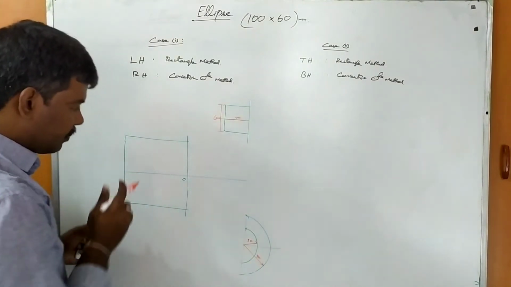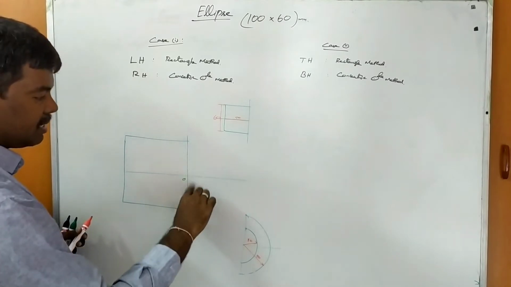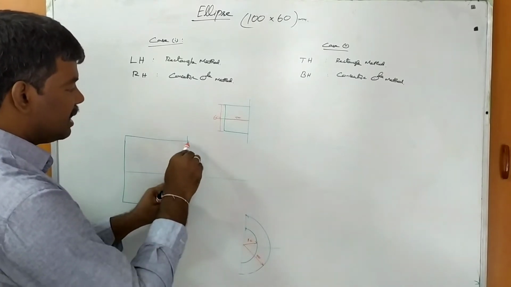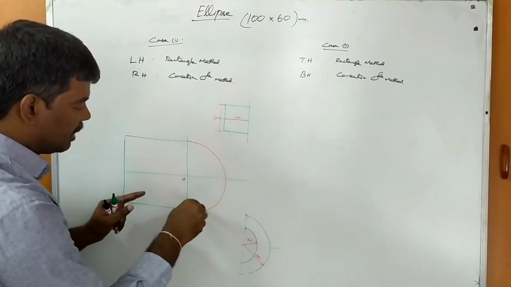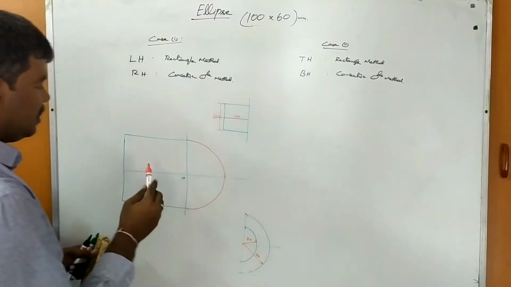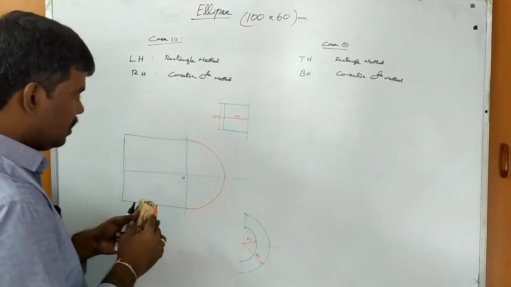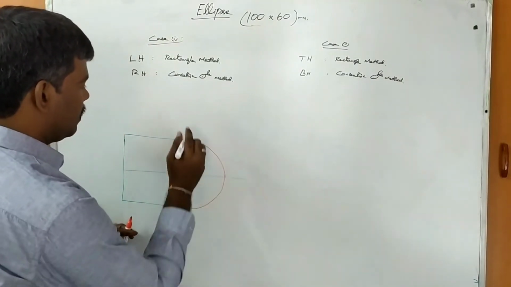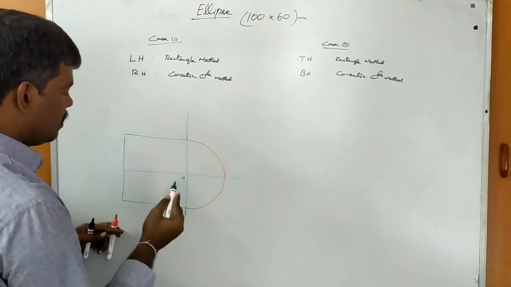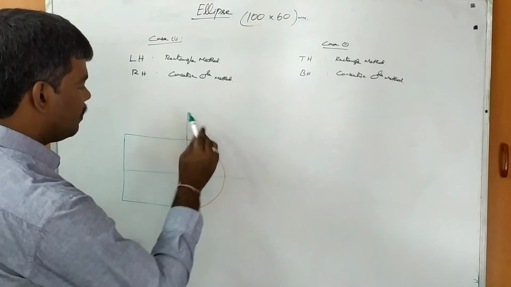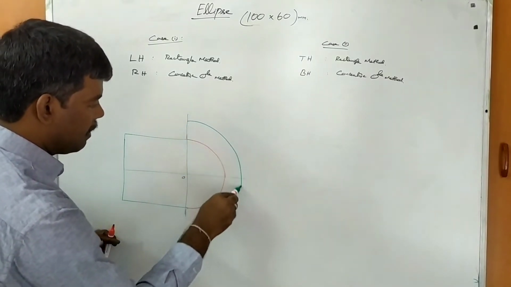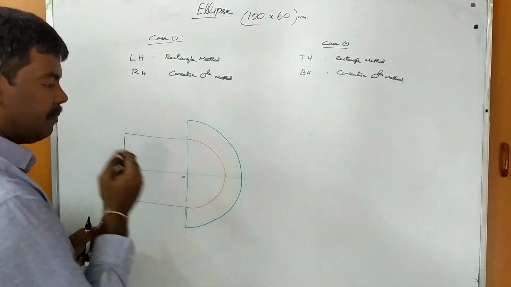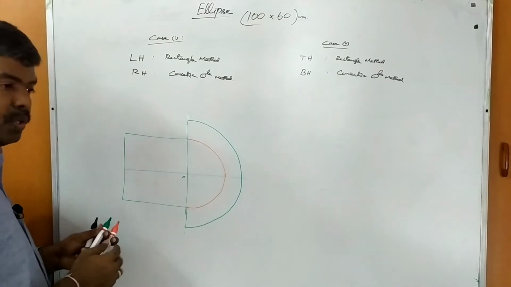Clear? So you draw that. You already know this well. So this is 30 plus 30. You take the compass, now with 30 as the radius you draw one semicircle. Then take 50 mm as the radius and draw another semicircle. So this one is 50, and you draw another semicircle. Clear? So this size 50, you draw. Clear? Right.